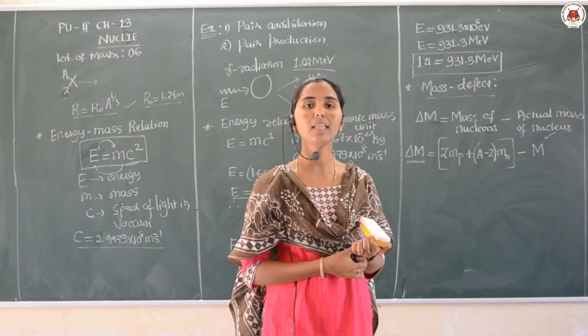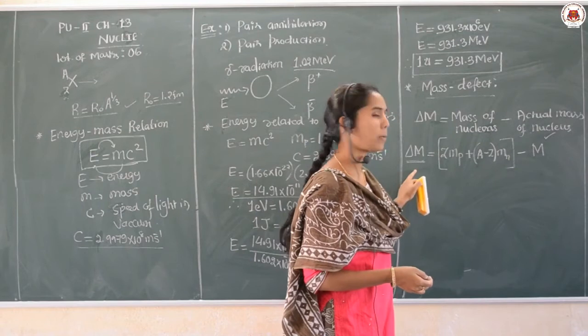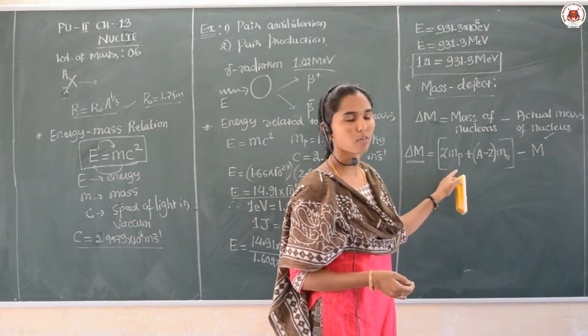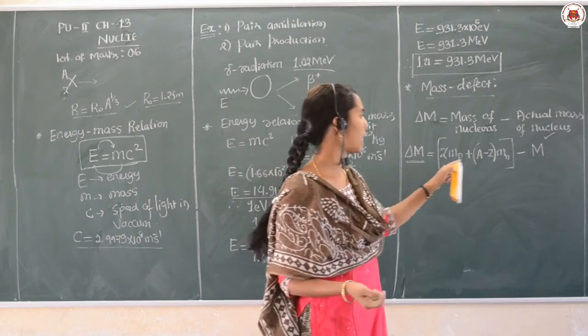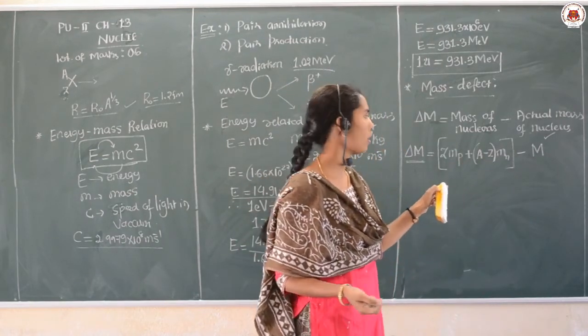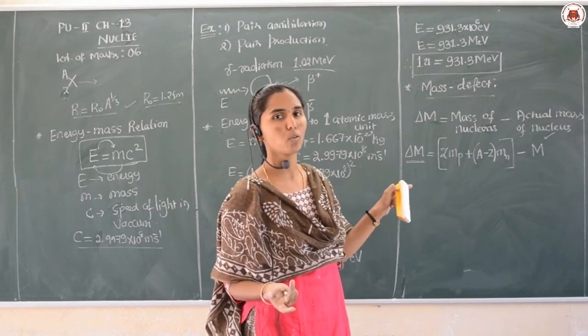of any nucleus, where you know that Z is the atomic number, MP is the mass of the proton, A minus Z is the number of the neutrons, Mn is the mass of the neutron, and capital M is the actual mass of the given nucleus.